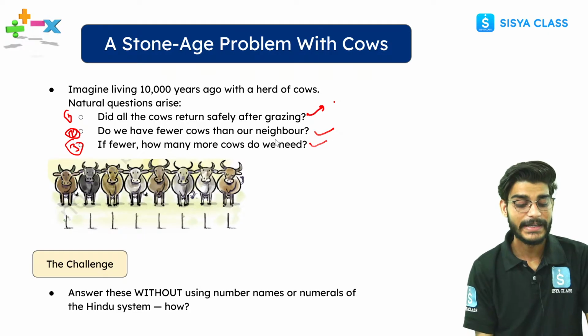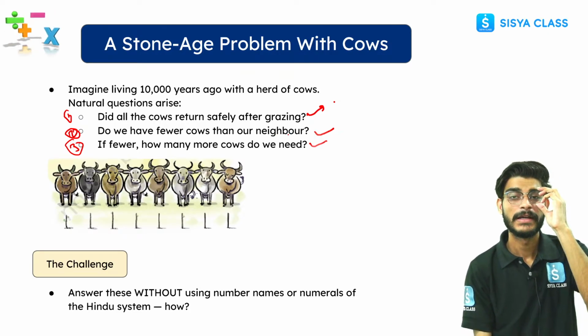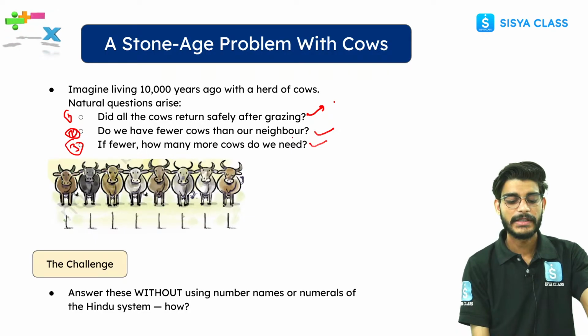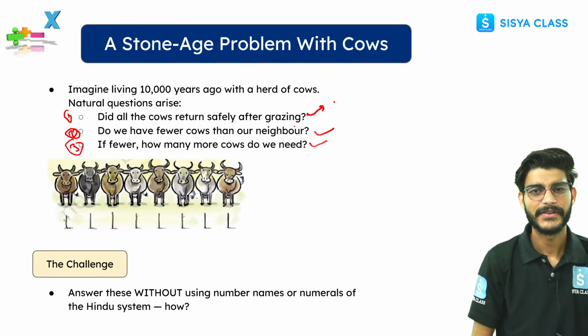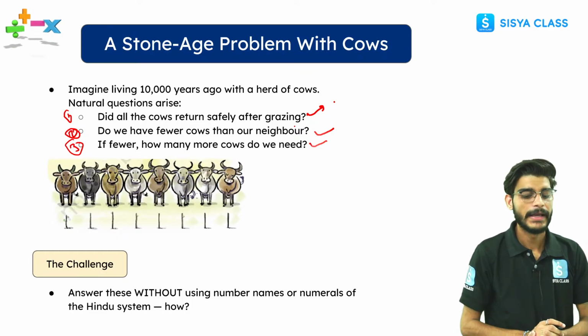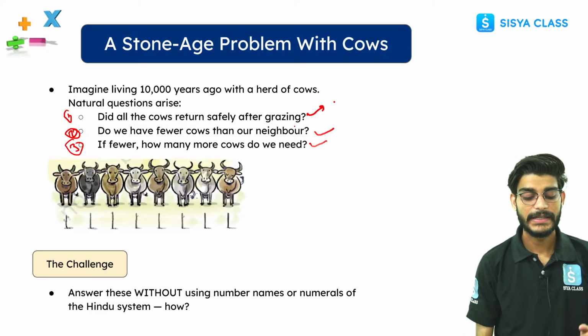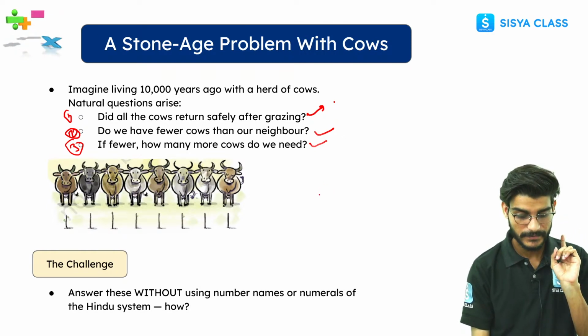Second question was, do we have fewer cows than our neighbor or not? Like अपने पड़ोस से कम cows है या ज़्यादा cows है? How will they compare? Obviously, they will need some base to compare it. And the third question was, if fewer, how many more cows do we need? Okay, let's answer one by one.